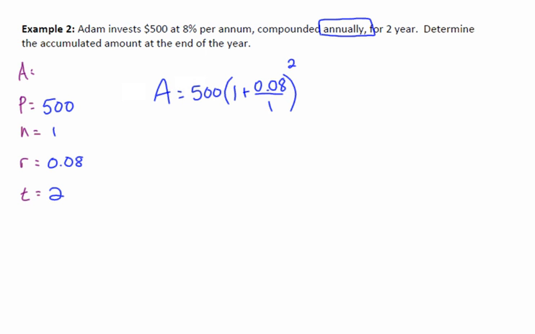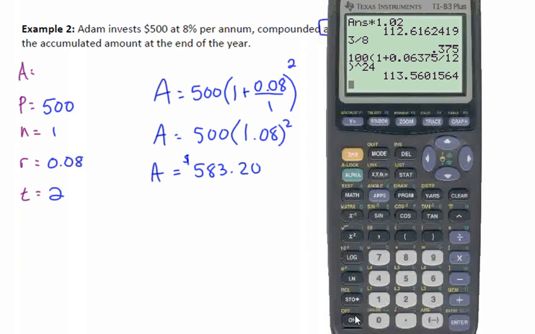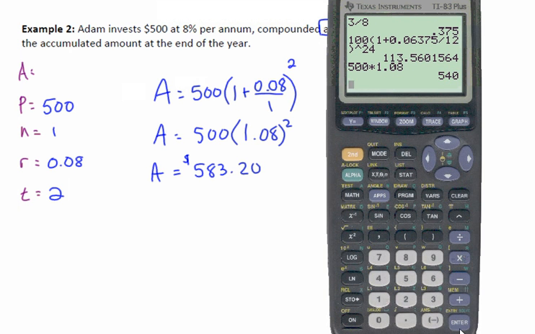Was that good? So what did that give us? If you're going 500 times 1.08 to the power of 2, 583.20. Right? So you could have also calculated this if it's just 8% annually: you have your 500 times 1.08. Why do they have the 1 in there? Why is there a 1 in the formula? Why is it 1.08? Because I want my amount plus my interest, so the 100% plus the interest on top of that.